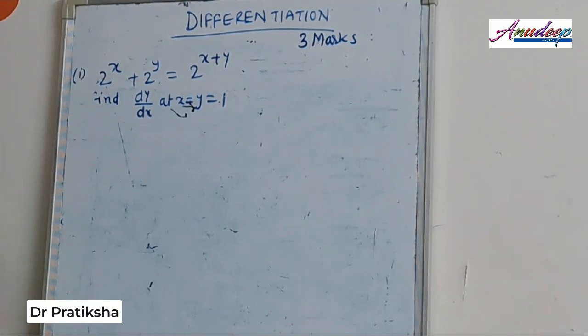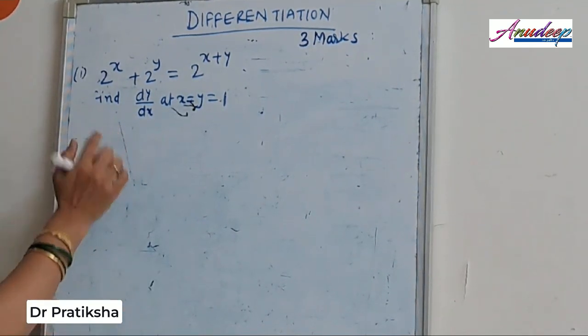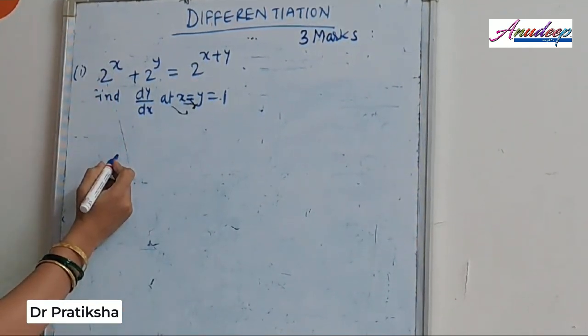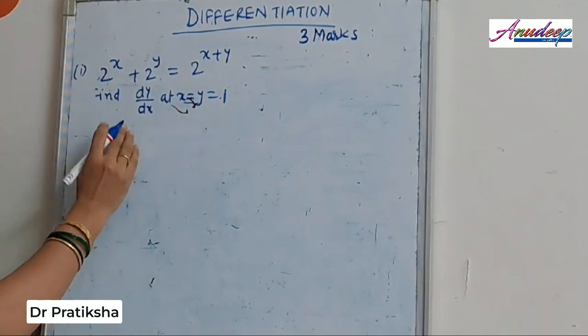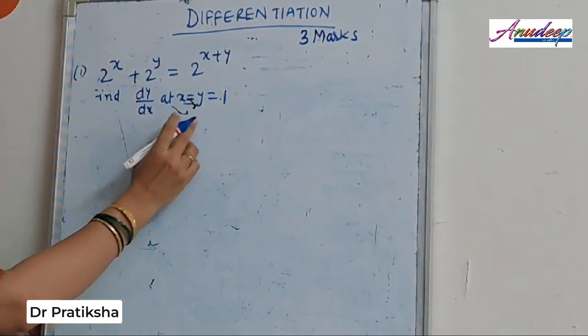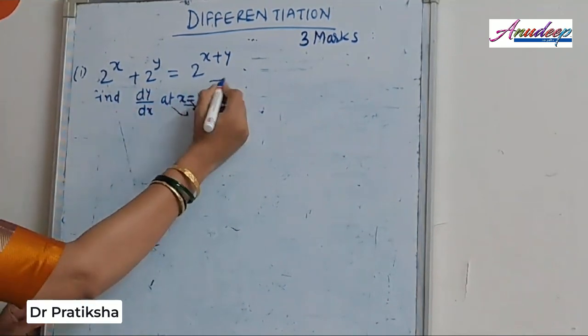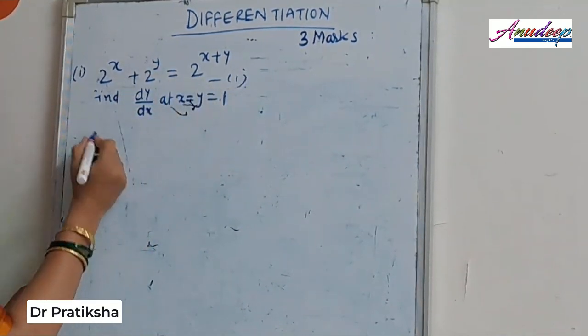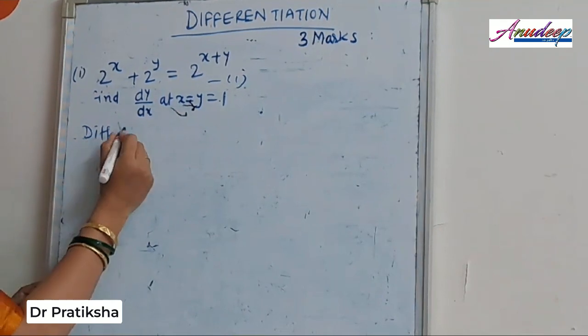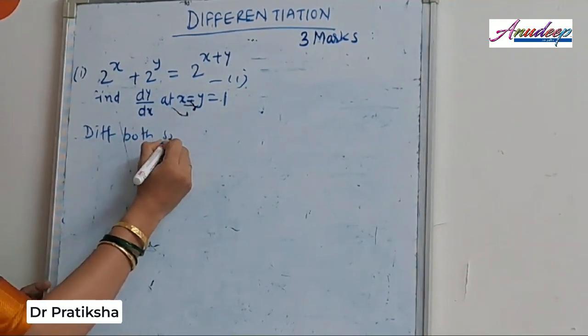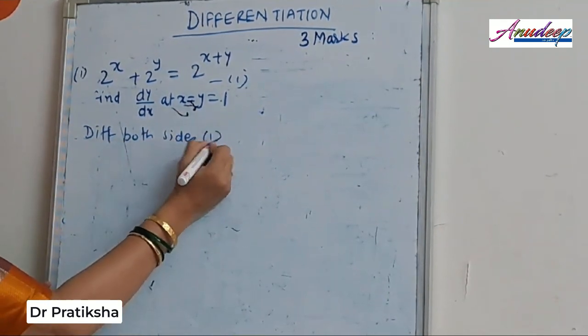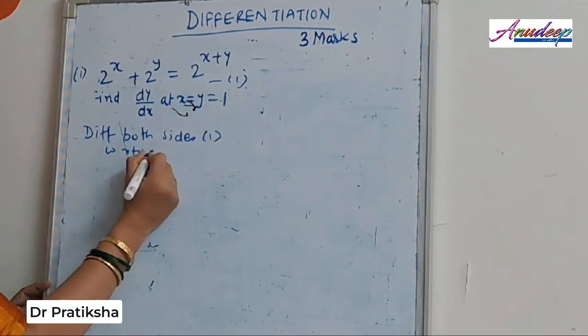So here what we have is 2 raised to x plus 2 raised to y is equal to 2 raised to x plus y. We need to find the derivative dy by dx for the value of x equal to y equal to 1. Let me call this equation 1. Differentiate both sides of 1 with respect to x.